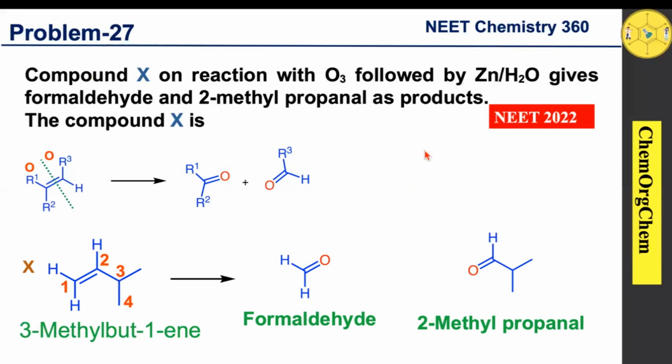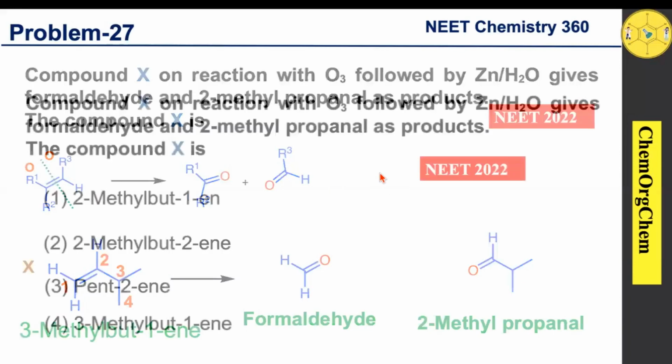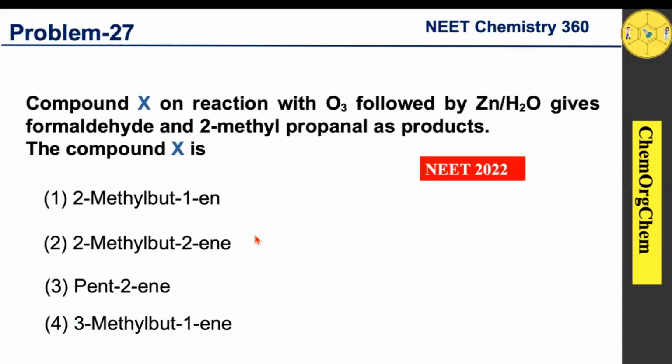Let's move to our question. Now compare our compound X name. Our compound X name is 3-methylbut-1-ene, which exactly matches option 4. Therefore the correct option for this question is option 4.